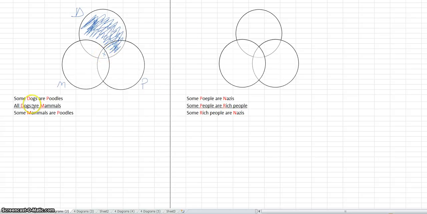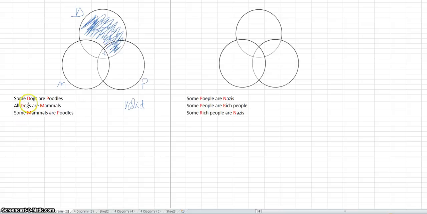Okay? Now, if I were to diagram some mammals are poodles, that's this circle and this circle. I have an X in the football, therefore I'm done. I don't have to put an X here. All I have to do is that it's represented there. And so therefore it tells me that I don't have to change anything on here. So just using a Venn diagram, I have a valid argument.